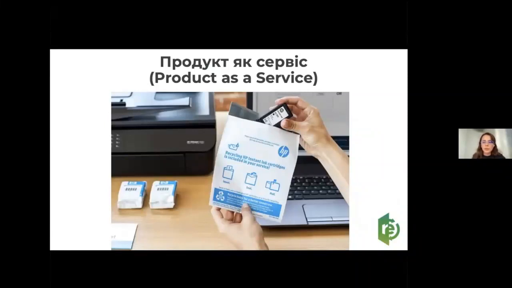The next model is called product as a service. So a specific item is combined with service provision. For example, Hewlett-Packard provides subscriptions for refilling your printer cartridges. The system identifies when you are nearing the point where your ink is about to run out, and you will receive a new cartridge over the mail. You can use the letter that you received your new cartridges in to put the old cartridges in and send them back to the company.